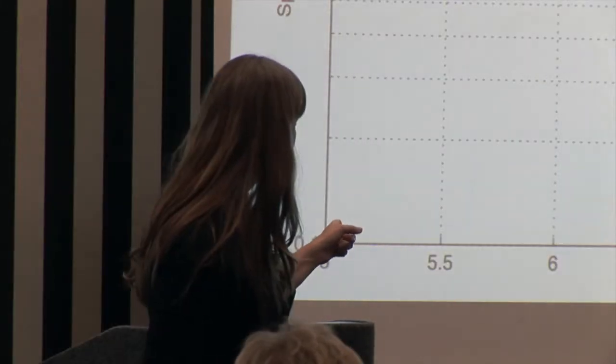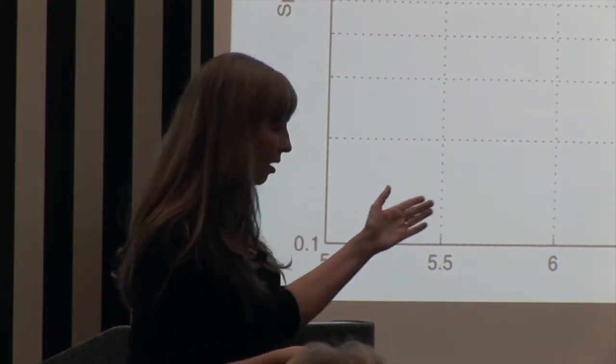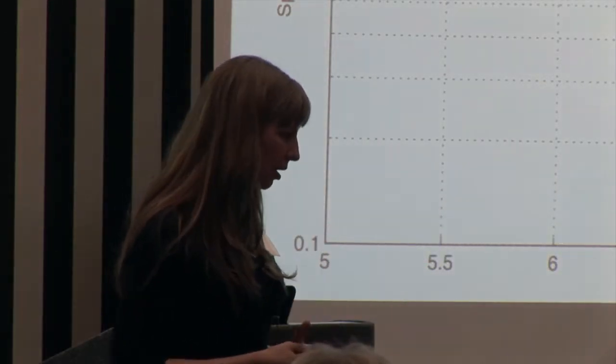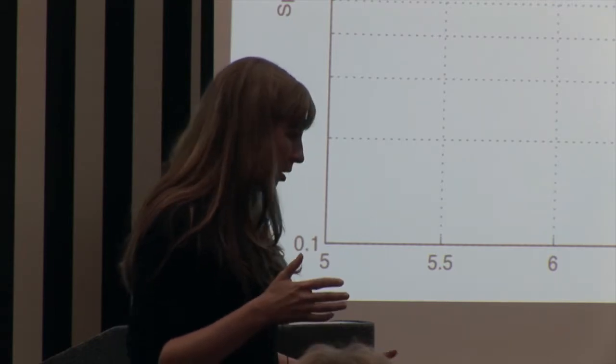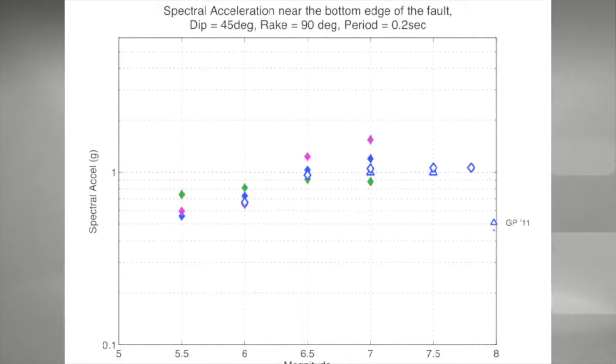So for instance, for the 5.5 magnitude, if you move out a distance, I think it was something like 3.7 kilometers. I'll have to remember what it was, but I think it was about 3.7 kilometers.